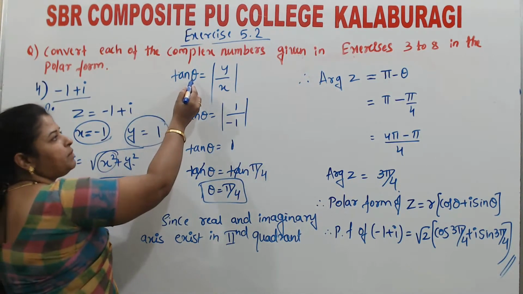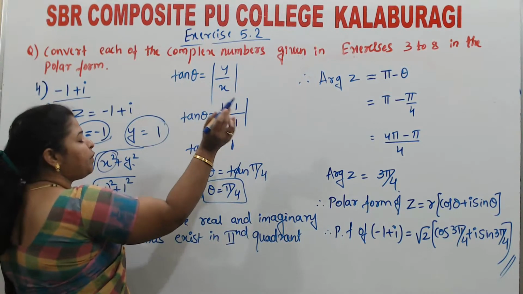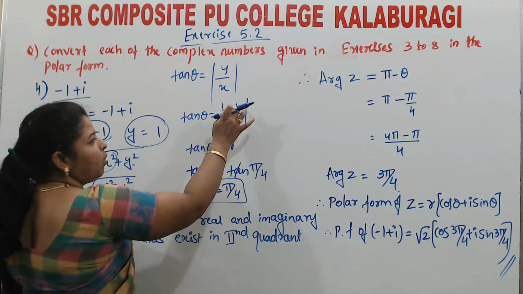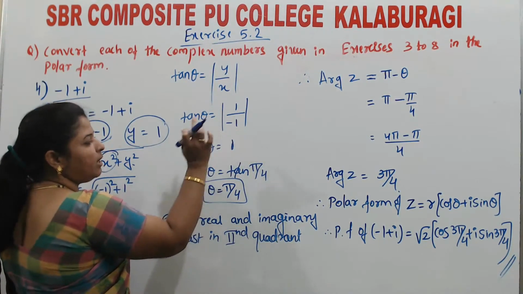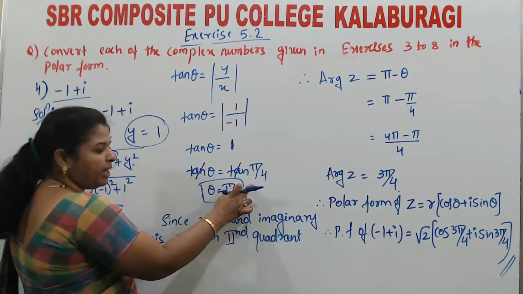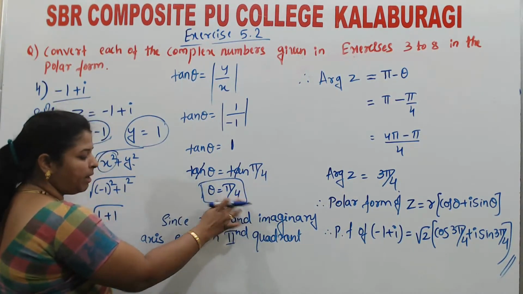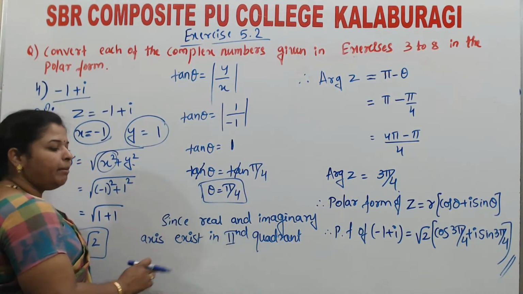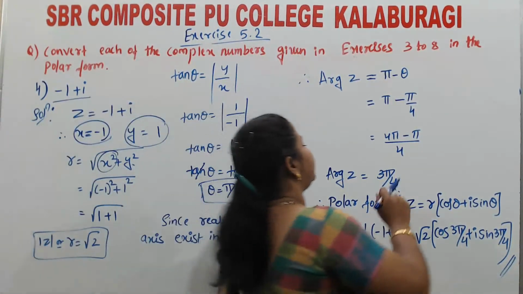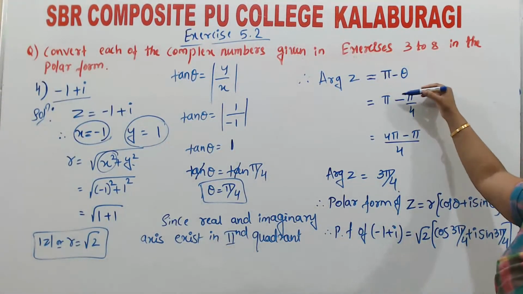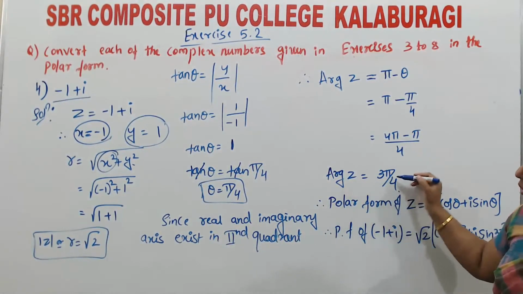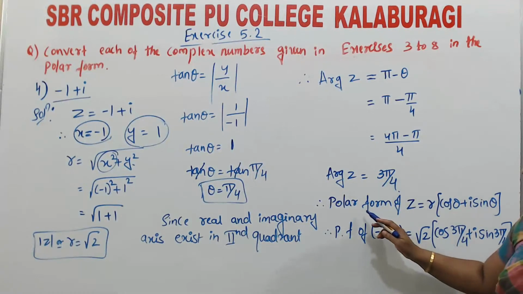For finding the value of theta, which form do we have to use? Tan theta is equal to modulus of y by x, right? Y is 1, x is minus 1. Then tan theta is equal to 1. In which angle is the tan value 1? Tan 45 degree is 1, right? Therefore theta is equal to pi by 4. The real and imaginary axis exist in the second quadrant. Therefore, the argument of z is equal to pi minus theta. Pi minus pi by 4, with 4 as LCM, the argument of z is 3 pi by 4.